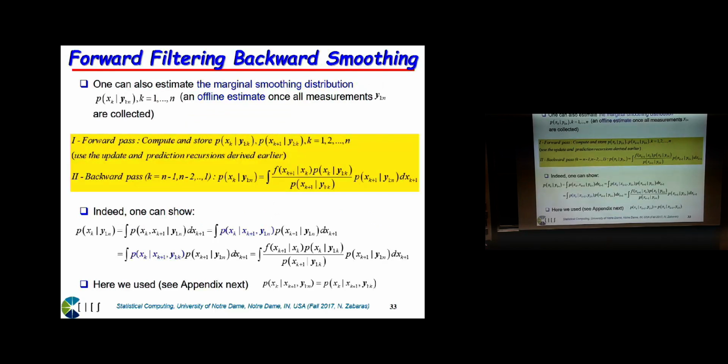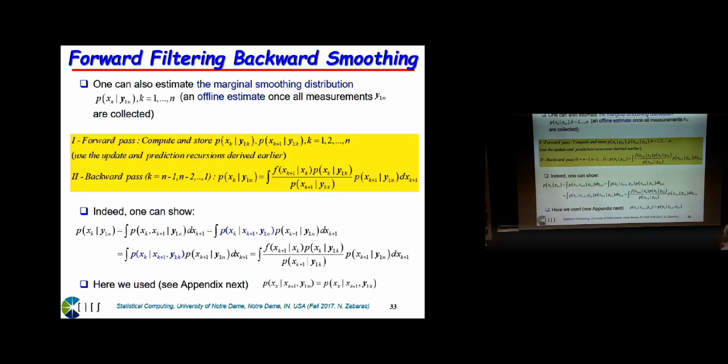Now, this was what we call the forward filtering problem, but there is another problem which is of interest. Let's suppose that you run this type of Markov chain up to time n. So let's call time n your final time, okay? You run a dynamical system up to time n. And if somebody tells you, I am going to give you all the data you collected up to time n, can you tell me what's the probability of state xk?